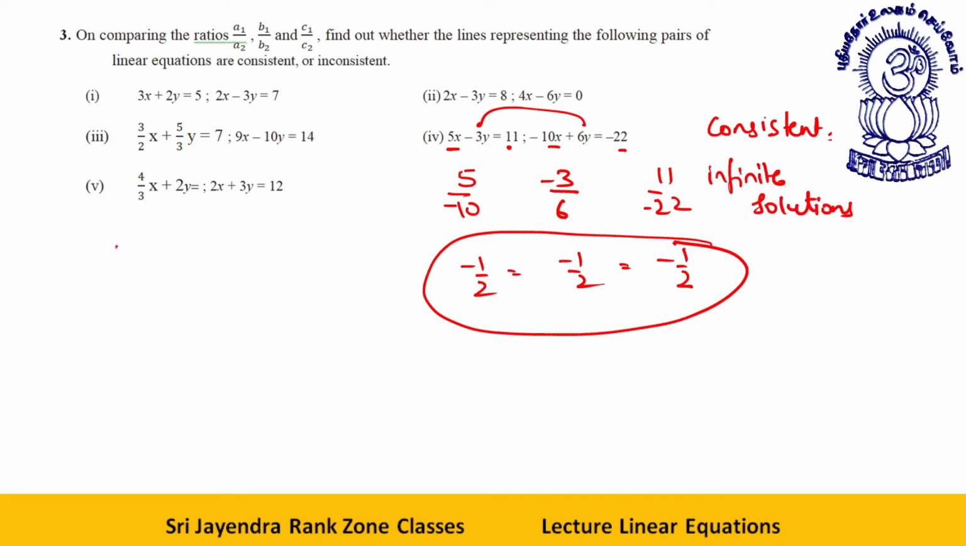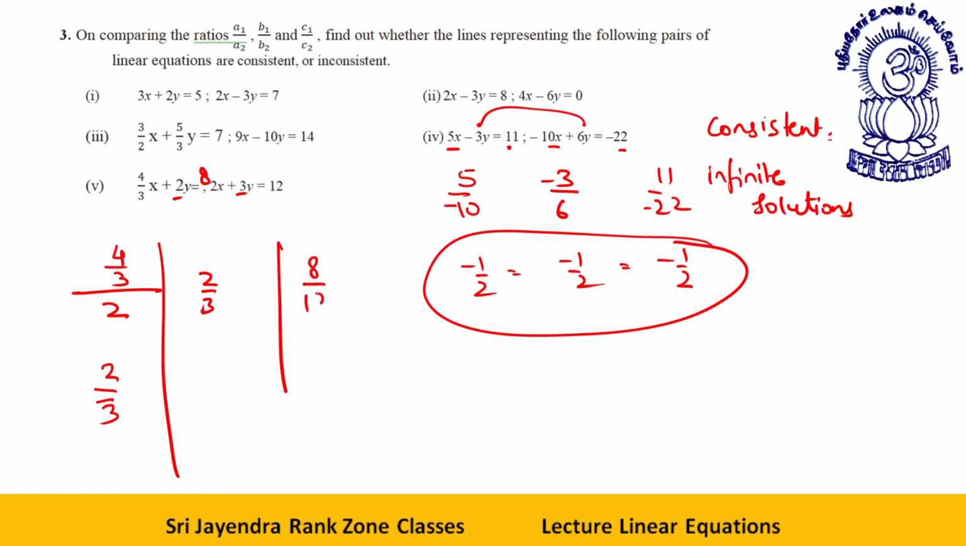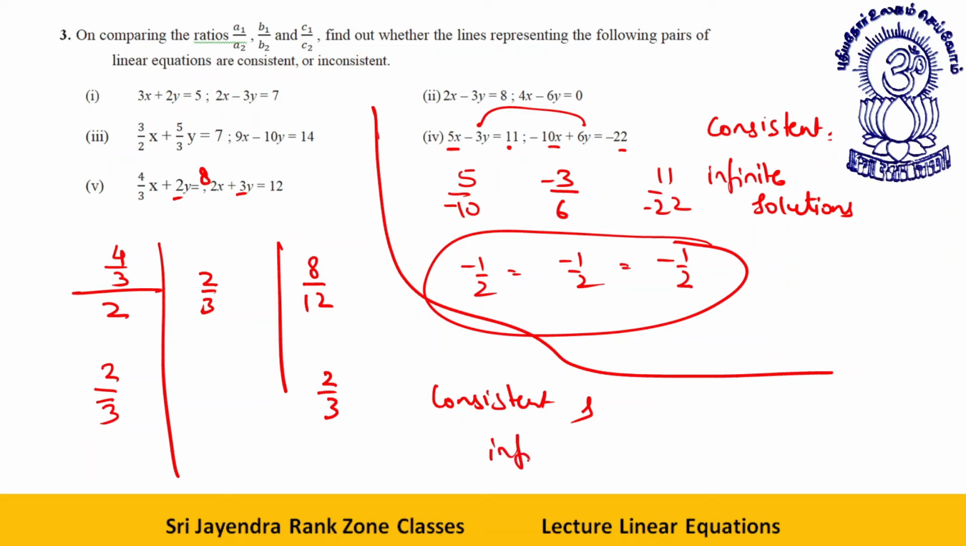The last one, 4 by 3 upon 2, that is 4 by, that is by 3. Next, this is 2, this is 3, so 2 by 3. Here there must be an 8, I hope, and this is 8 by 12, again 2 by 3. If it comes like this, then this is also consistent and infinitely many solutions. And this is the answer. Okay, dear students, let's take the next one.